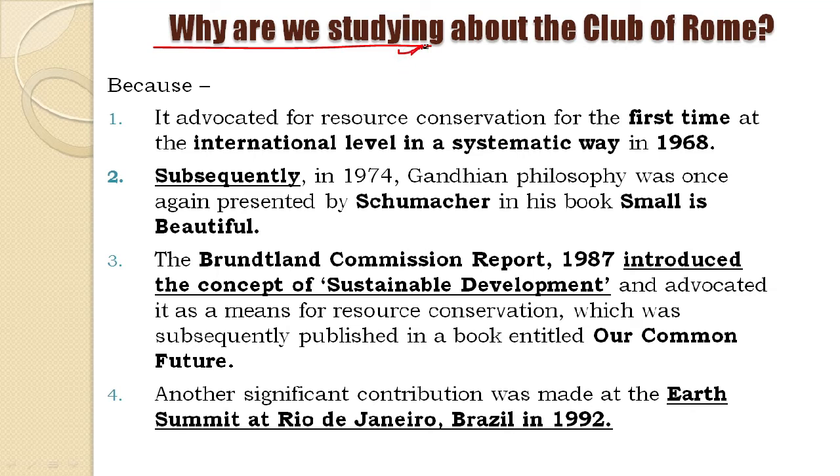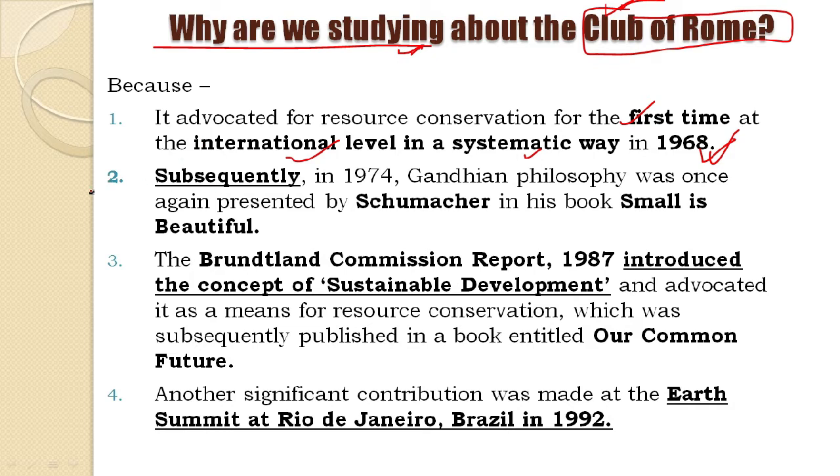If you remember the last class, we had discussed a few points on sustainable development and resource planning. So one such institution which promotes sustainable development is Club of Rome. So let us see the points why we are studying about the Club of Rome. Students, we see that it advocated for resource conservation for the first time at the international level in a systematic way in 1968, way back in 1968.